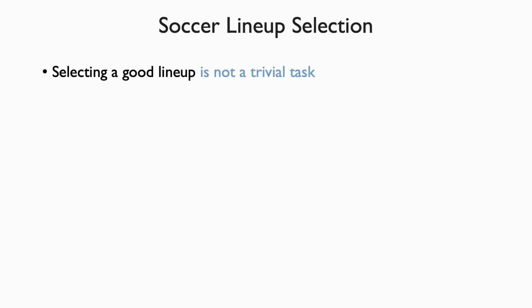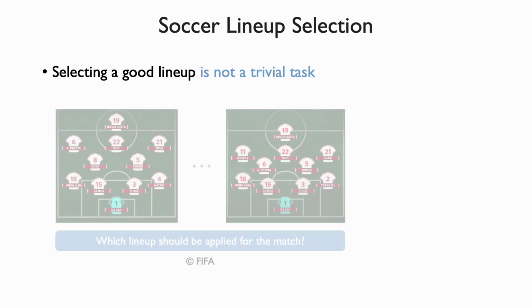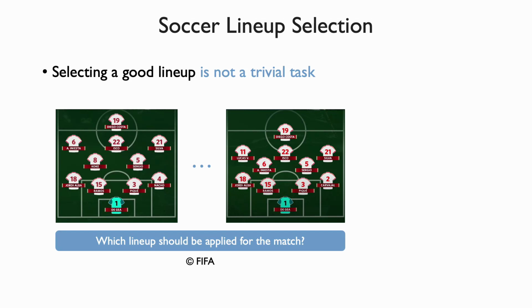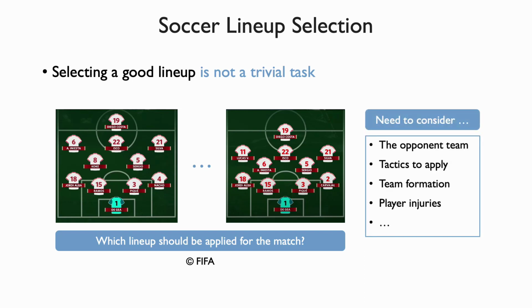Selecting a good lineup is not a trivial task. Coaches need to choose players under various criteria and through multiple comparisons among the players' performances, with the consideration of multiple factors such as the opponent team and the tactics to apply. This process usually involves extensive data analytical activities.